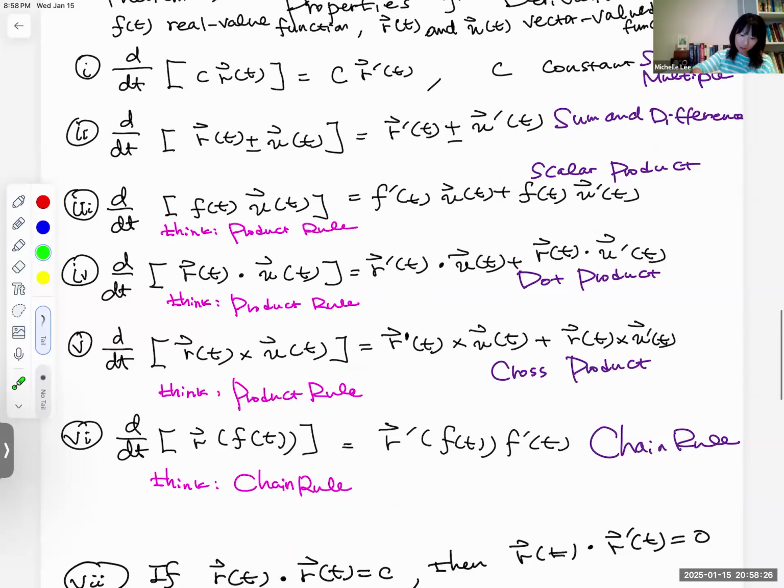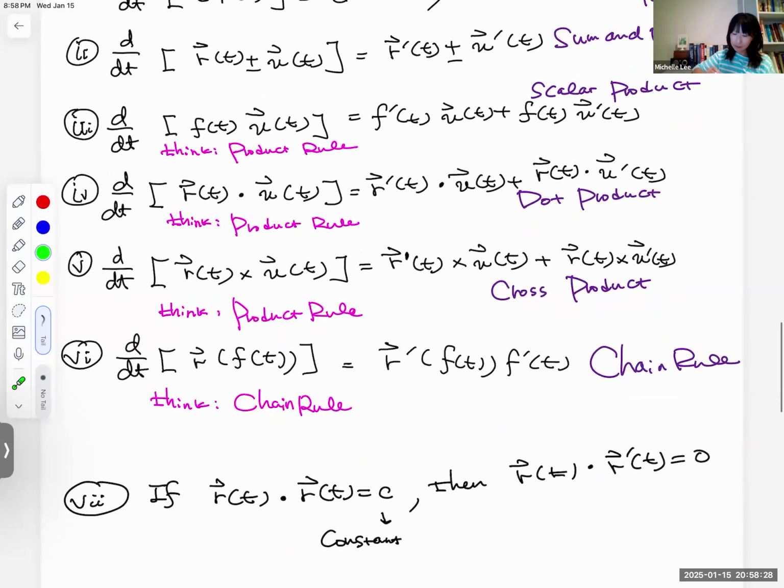Okay. Is it 7? 6. So this is a vector, and then we have a real number function inside, right? Then outer first, derivative of the outer, and then we keep the inside, and then the inside prime. So this is the same as a chain rule, right?